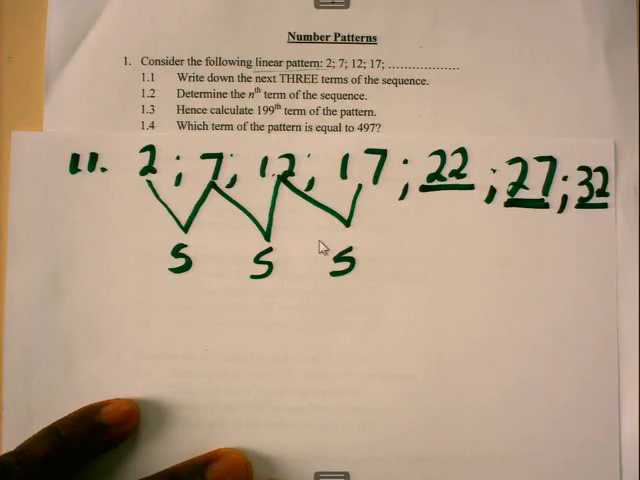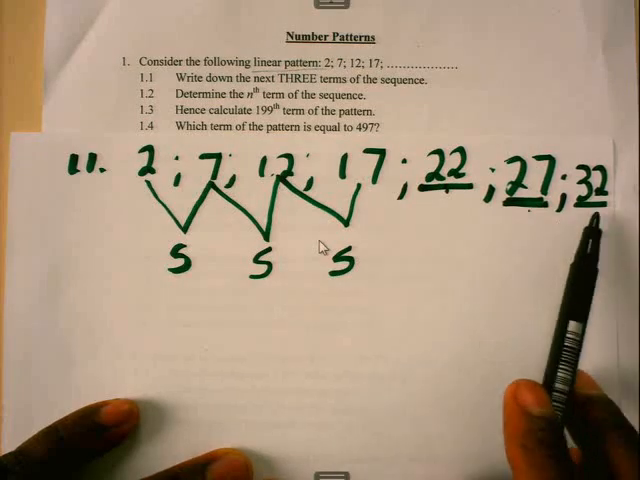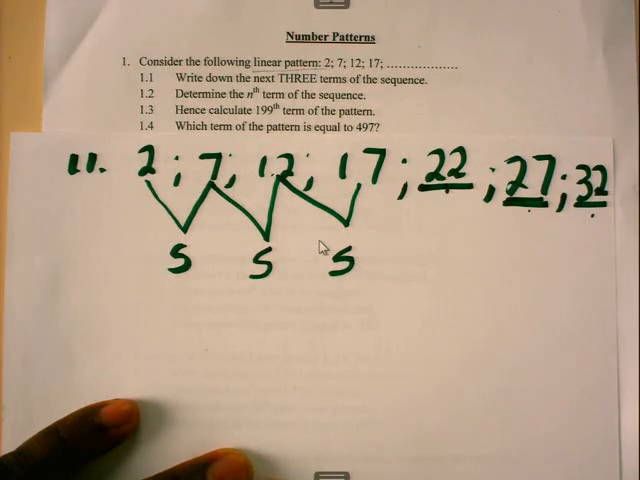So the next 3 terms of the sequence will then be 22, 27, 32. I hope you got that one clear.